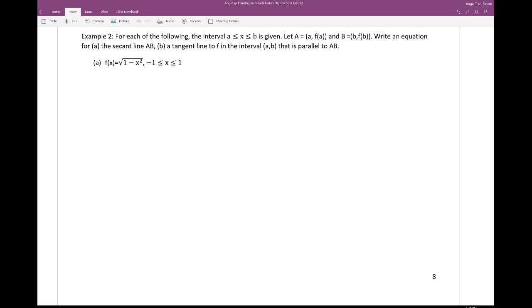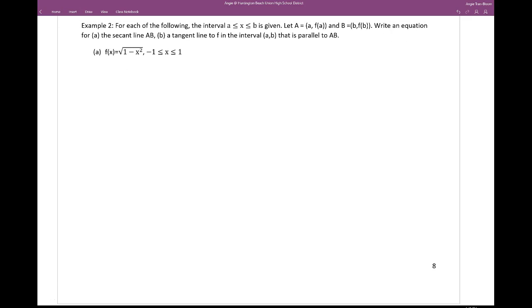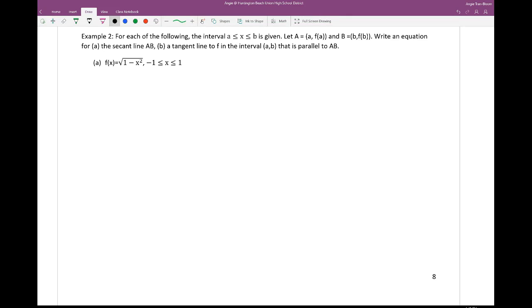So let's talk about the secant line. What do you need to write a secant line? So part A, secant line. Okay, you will need 2 points. So the first x is this one, and the second x is that one.